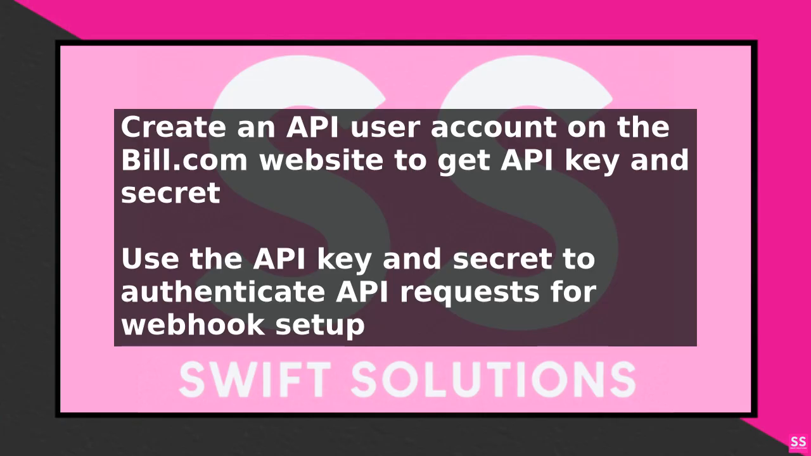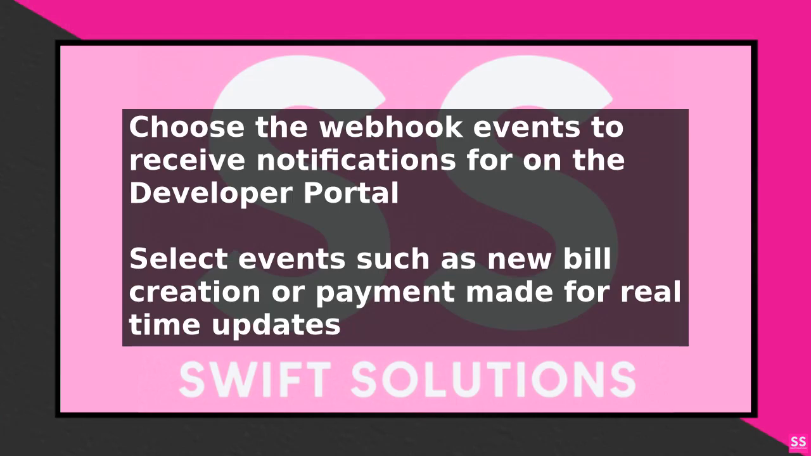Next, you need to choose the webhook events you want to receive notifications for, such as when a new bill is created or when a payment is made. You can do this by going to the developer portal on the Bill.com website and selecting the events you are interested in. After selecting the events, you need to set up a webhook endpoint on your server. This endpoint will receive the webhook notifications from Bill.com.